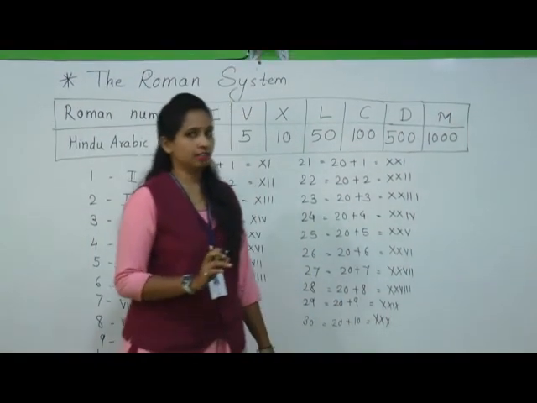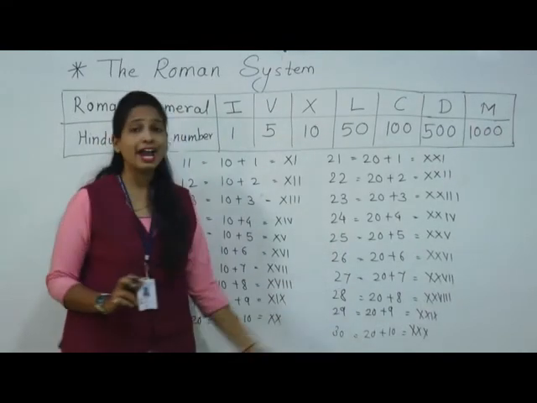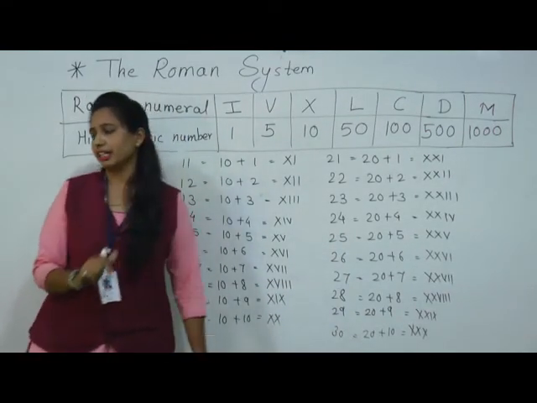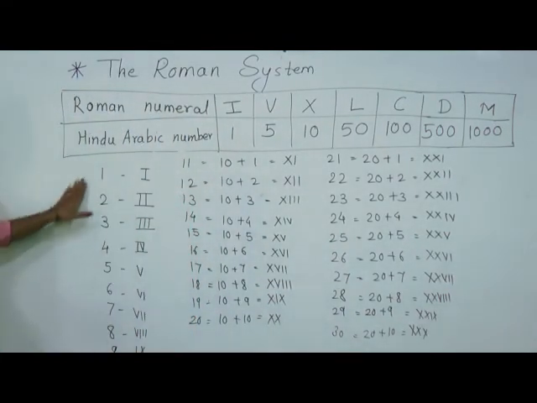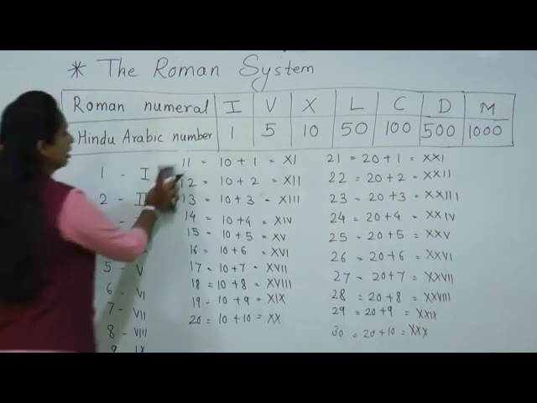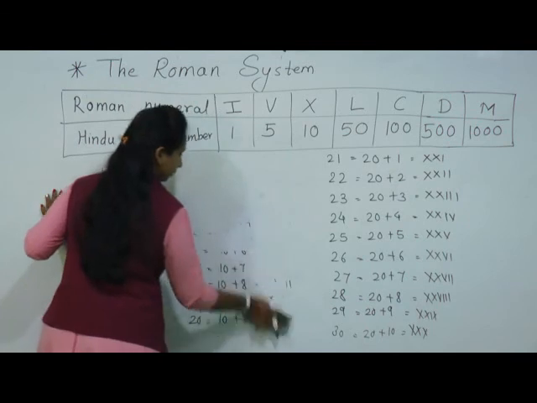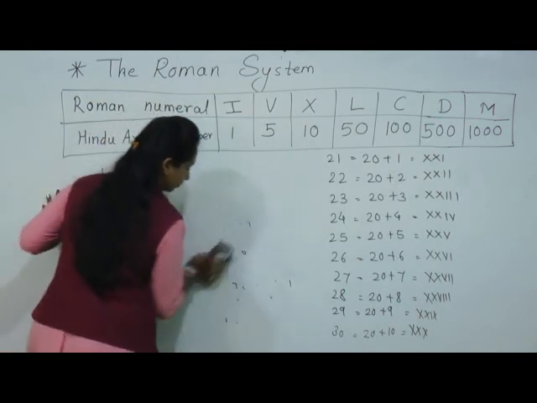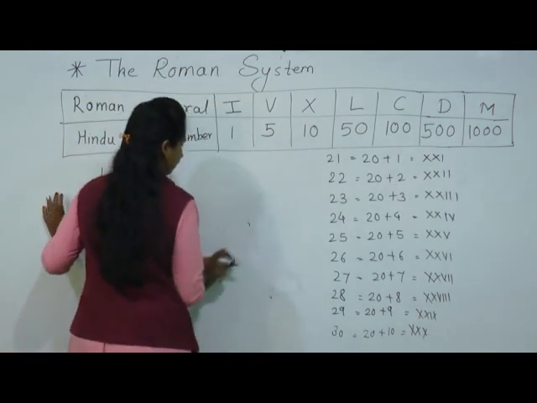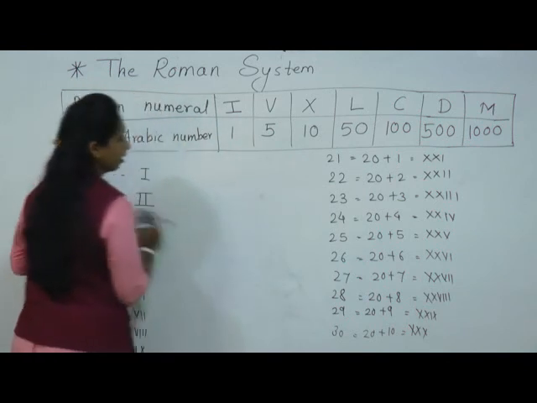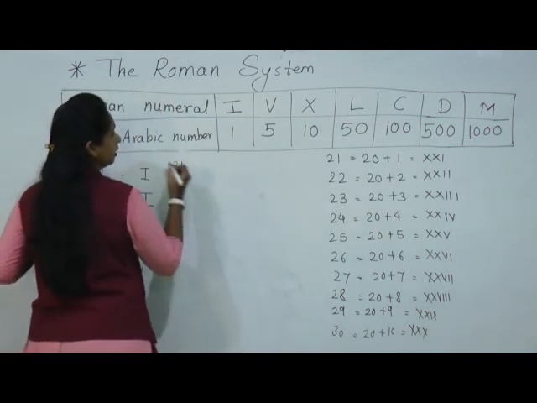One more rule here about X. X we can repeat only 3 times, not more than that. Now I will keep this as it is. Now I will rub this and I'll continue with the next number. Okay. Now we'll start with 31.